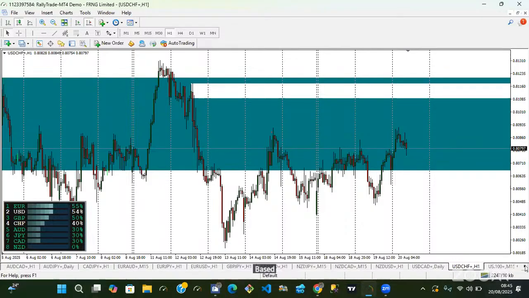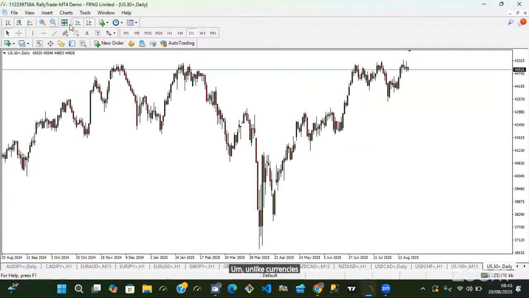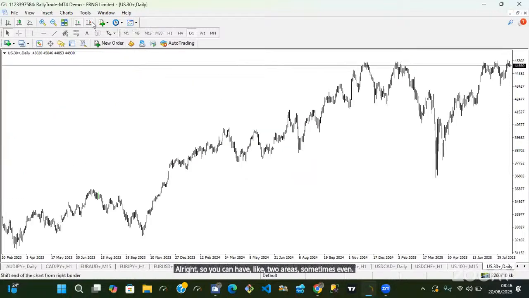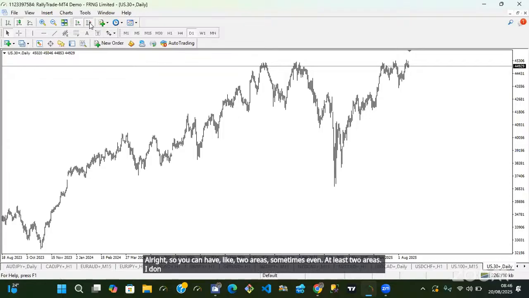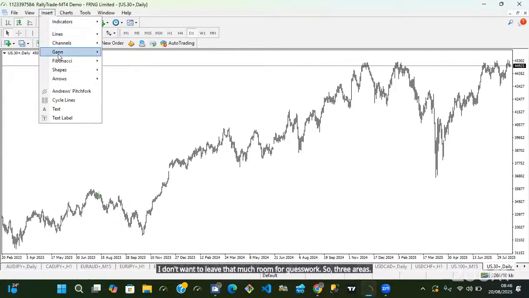Okay, this is US 30. Now, the same thing you can do for indices, US 30. Unlike currencies, with indices the retracement might be longer. So you can have two areas, sometimes even more, at least two areas. I don't want to do as much as three. I don't want to leave that much room for guesswork.